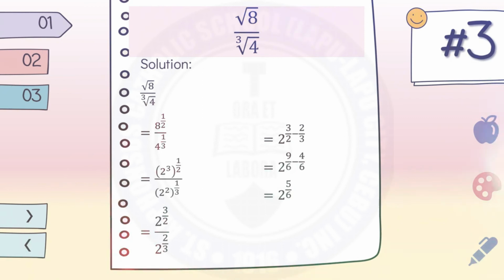Next, express the expression back into radicals. So that would be the 6th root of 2 raised to 5. And since 2 raised to 5 is 32, that would be the 6th root of 32. And that would be the final answer.